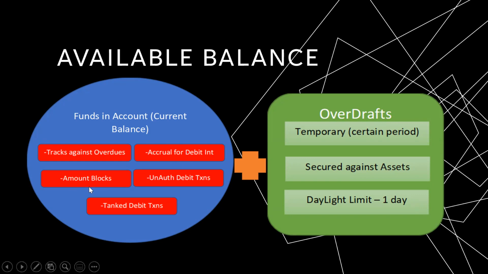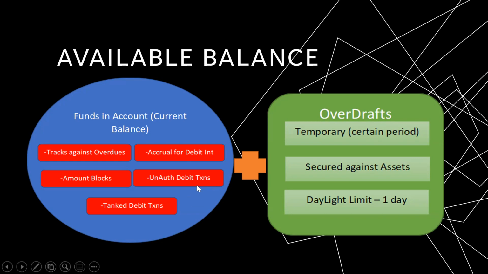The third one is the amount block. This is typically placed for remote withdrawals, like a point-of-sale machine purchase or a remote ATM withdrawal, or an amount block placed by the bank at the back end by the operations team for some other reason. And the fourth one is the unauthorized debit transaction. When you go and give the instruction at the counter to execute some payments, it will go to the back office for execution. There they will have a maker-checker concept: one person will initiate and the second person will authorize. Until the authorization, that particular transaction will not appear in the statement, but it will impact the available balance.